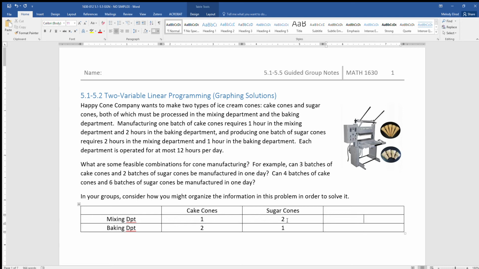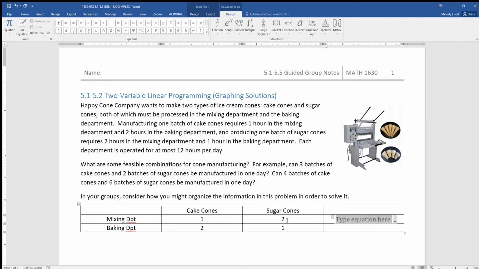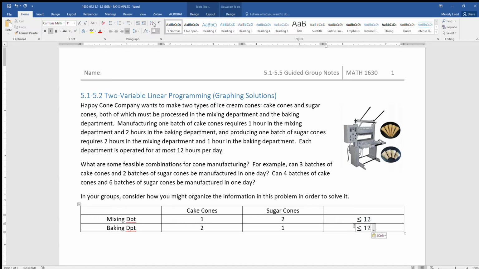So I'm going to use the equation writer in Word, which I get to by just hitting Alt equals. You can also go insert equation, right? And it will come up with the equation tools. And I'm going to say what we need here is less than or equal to 12 hours. It's going to happen for both of these. I'm just going to copy and paste this down.